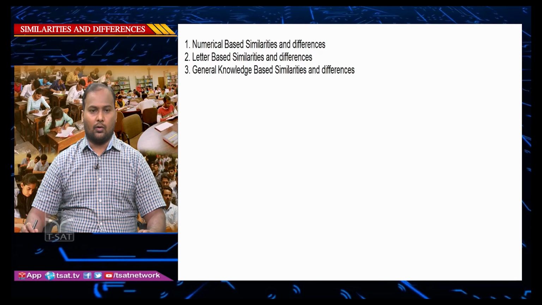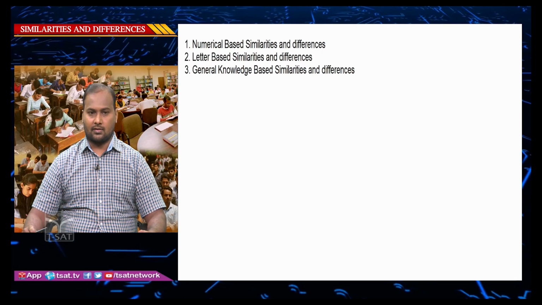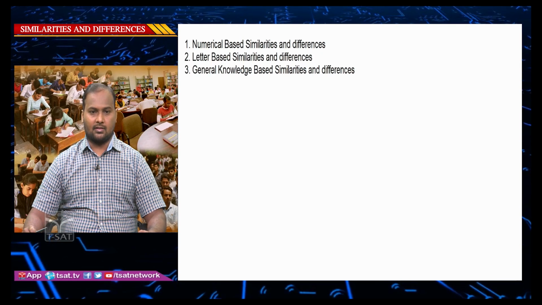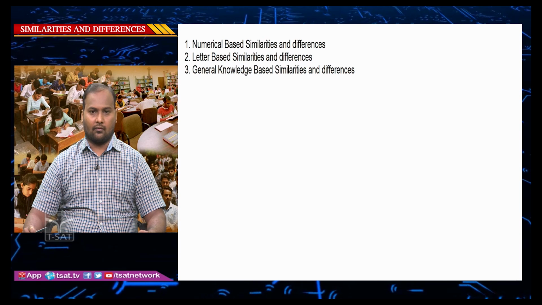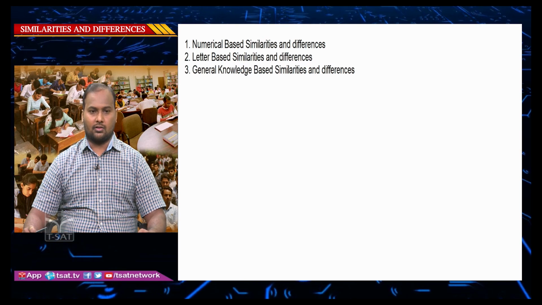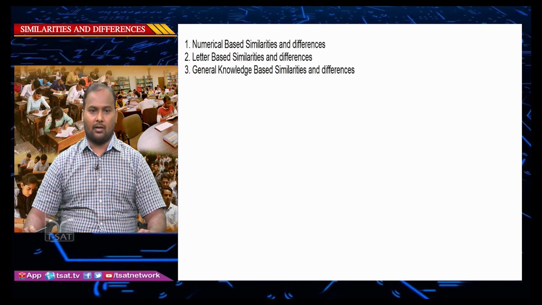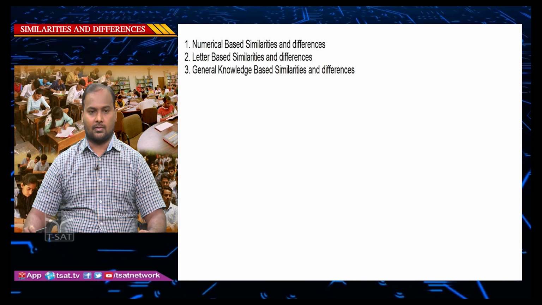In similarities and differences, we have a total of three types. These are the three types: one is numerical based similarities and differences, the other one is letter based similarities and differences, followed by the very important general knowledge or vocabulary based similarities and differences.